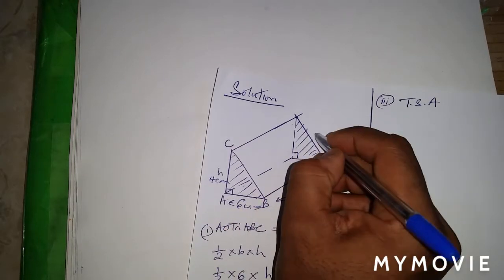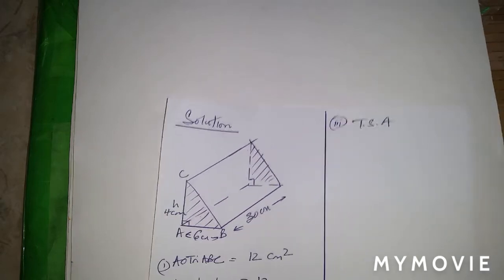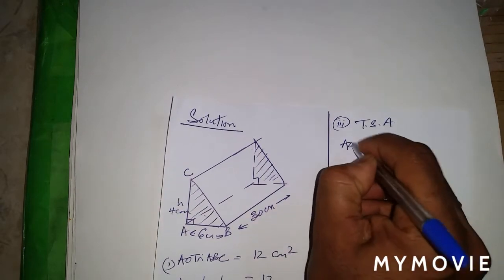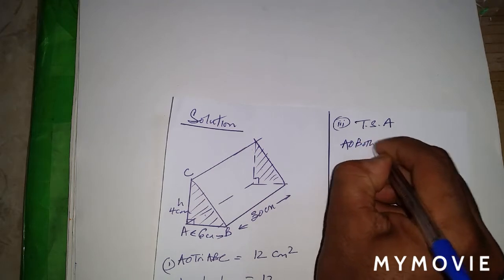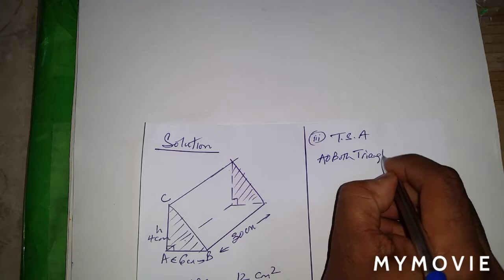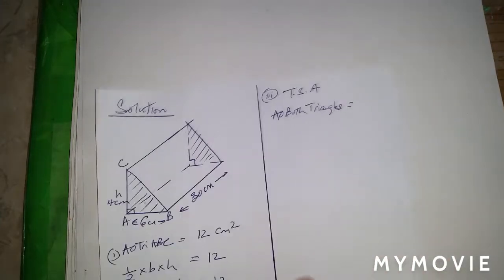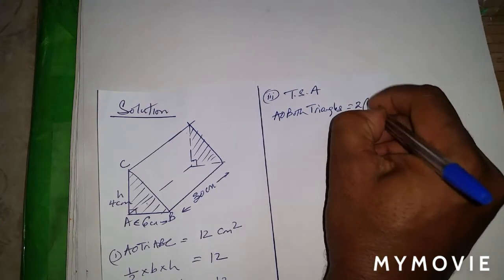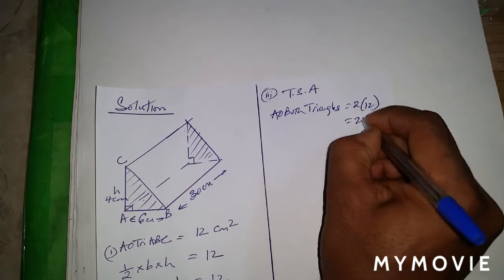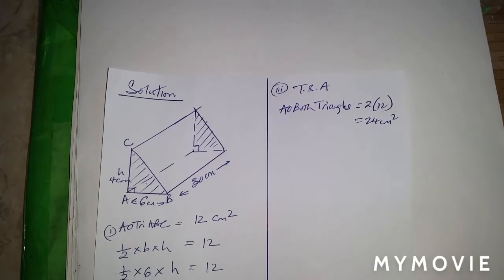So the area of this face would be 12, and the area of this face would also be 12. So the area of both triangles would be equal to, we know the area of the triangle is 12, then this one is 12 as well. So that would be 2 times 12, which is 24 centimeters squared. So we have the area of both triangles.